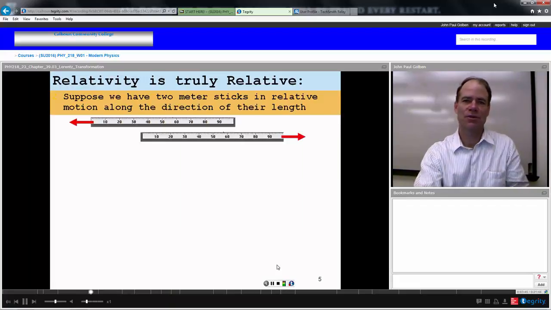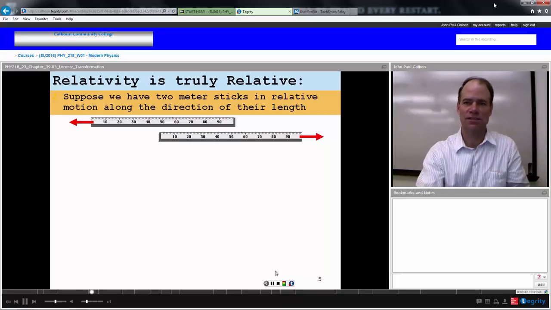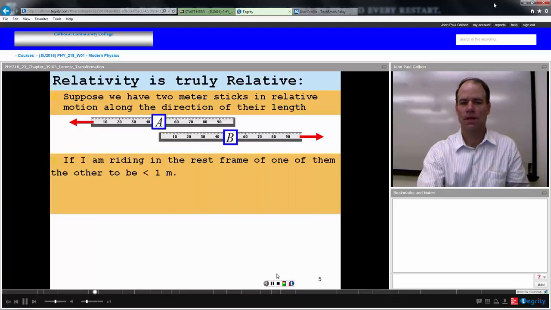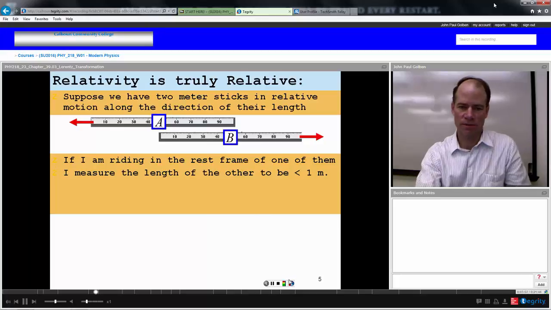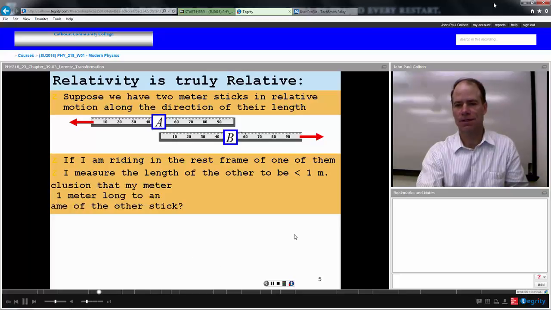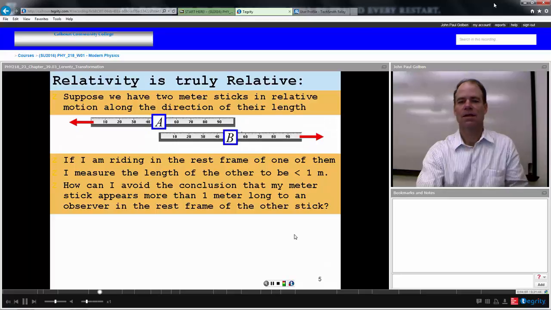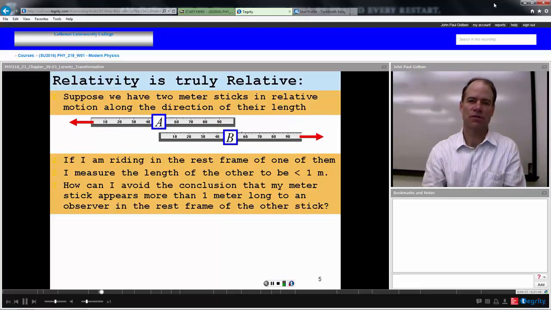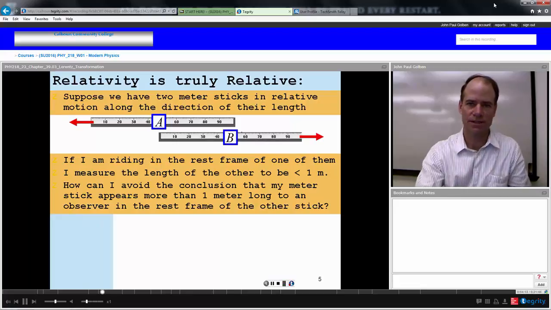Relativity is truly relative. Suppose we had two meter sticks moving past each other along the direction of their length. We have meter stick A and B. If I'm riding in the rest frame of one of them and I measure the length of the other to be less than 1 meter, how can I conclude that my meter stick appears more than 1 meter long to an observer in the rest frame of the other stick?